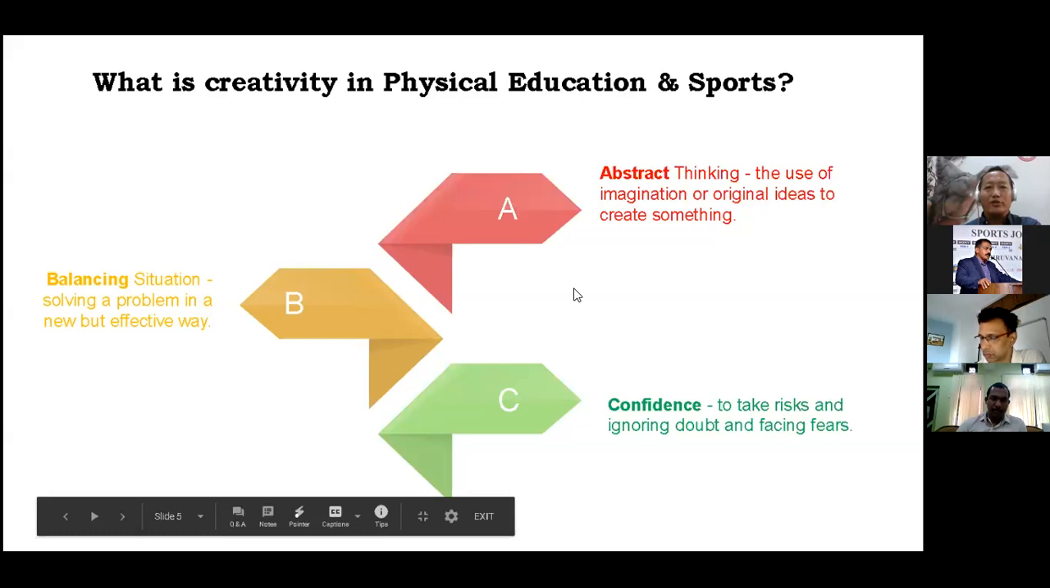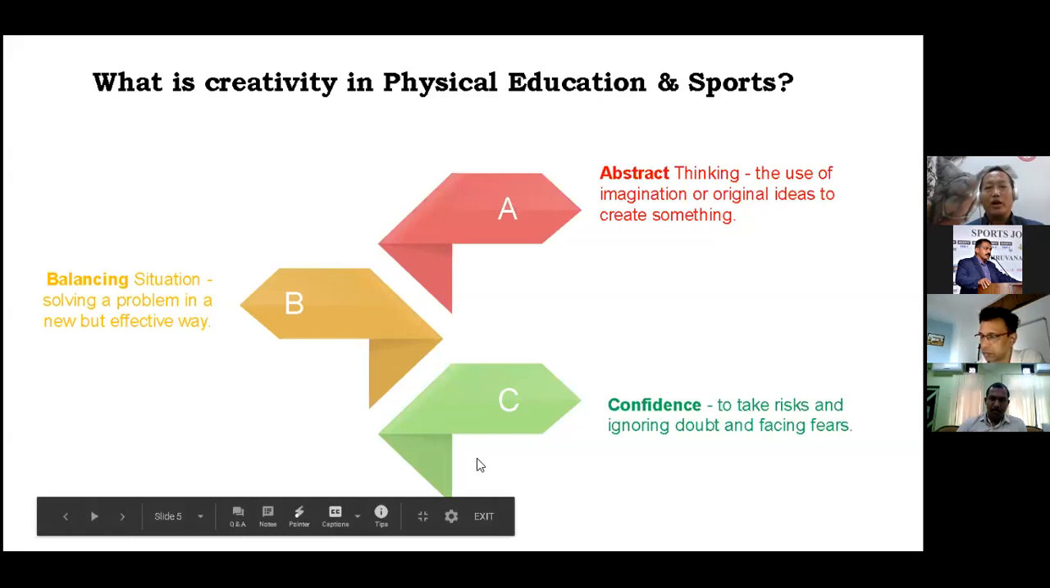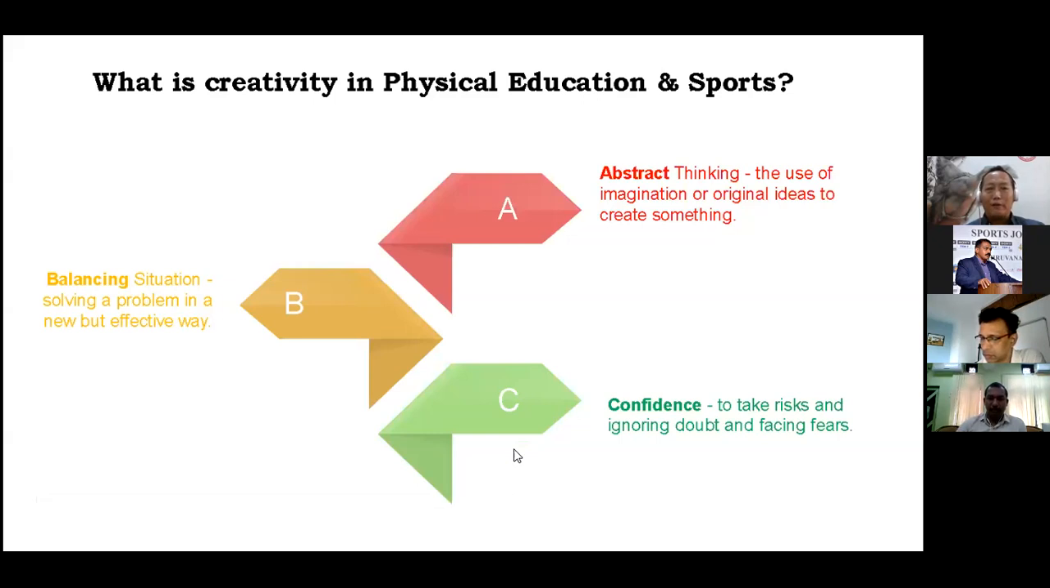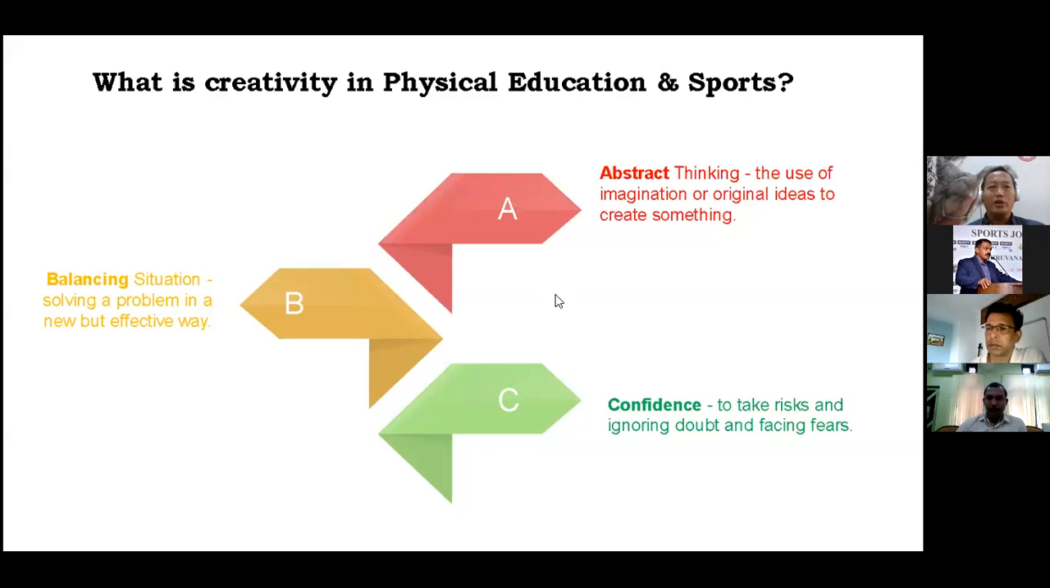Let me sum up. The meaning of creativity is abstract thinking of innovative ideas, innovative thinking, and you're going to balance the situation. And C stands for confidence, where I mean to tell you that you should trust yourself, you should believe in your instinct. Now, if you can apply this A, B, C into your profession, into your program, then that automatically will be called creativity in physical education and sports.